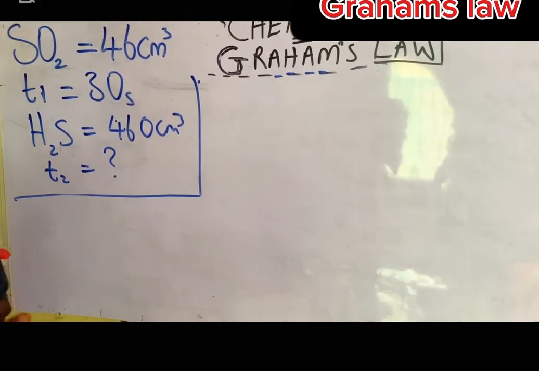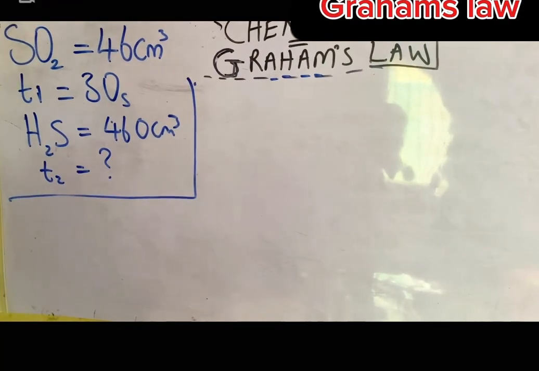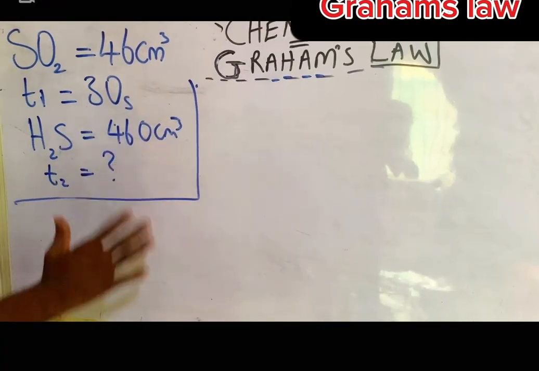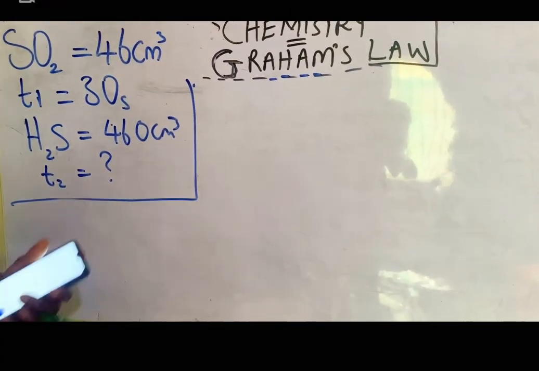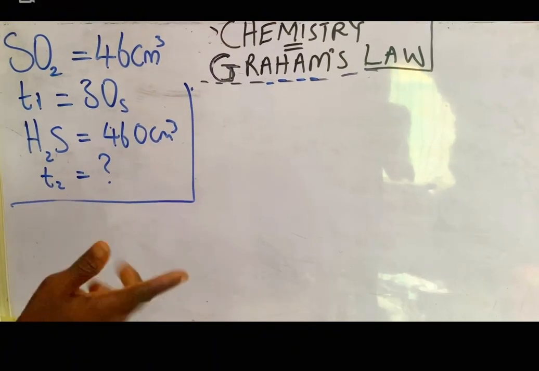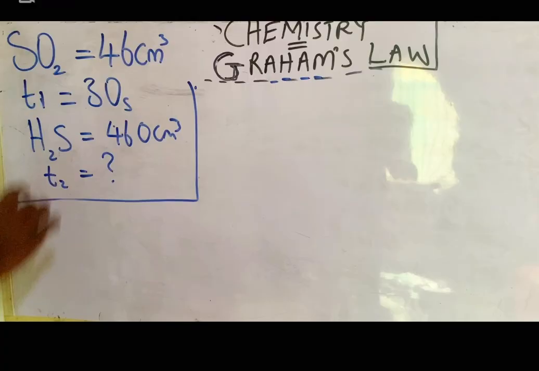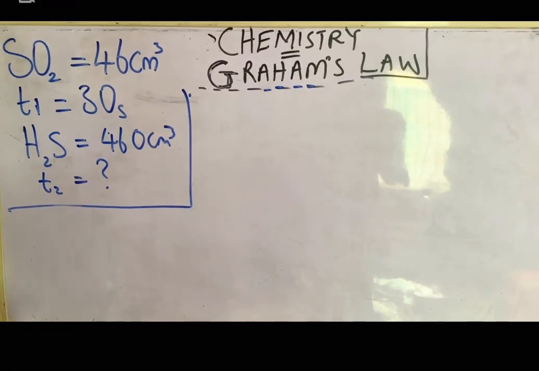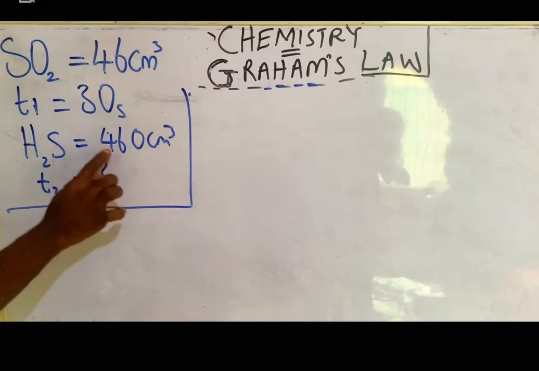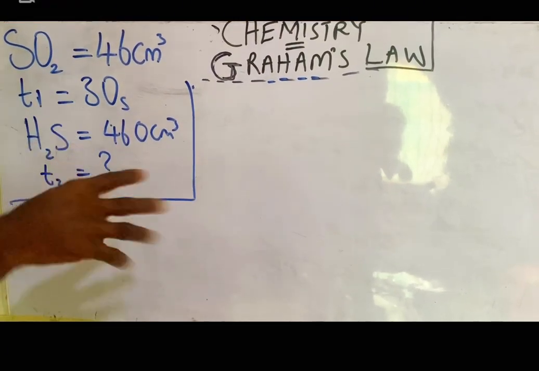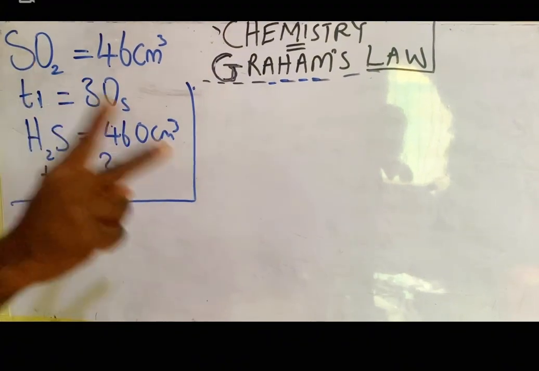Now, when you see what we have on the board, the question has been well expressed. All I had to do is to extract my variables and my parameters from the question. And when you look at this question, they said the volume of sulfur 4 oxide is 460 cm3. And then the volume of hydrogen sulfide is 460 cm3. Why? Because they said equal volume of this gas. That means in this case, we are dealing with two gases.